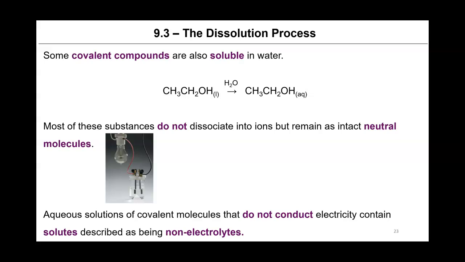Some, but not all, covalent compounds are soluble in water. A good example of that is ethanol, the kind of alcohol that gets you drunk. Most of these substances do not dissociate into ions, but remain intact as neutral molecules. Aqueous solutions of covalent molecules that do not conduct electricity are called non-electrolytes, as opposed to aqueous solutions of ionic compounds, which do conduct electricity and are referred to as electrolytes.